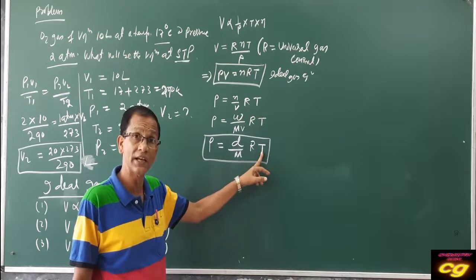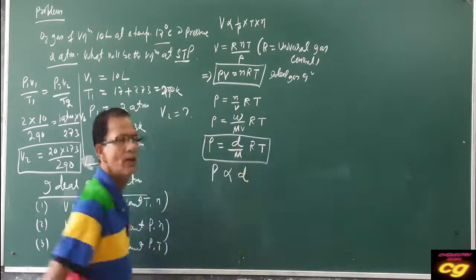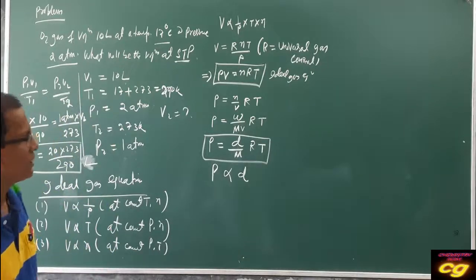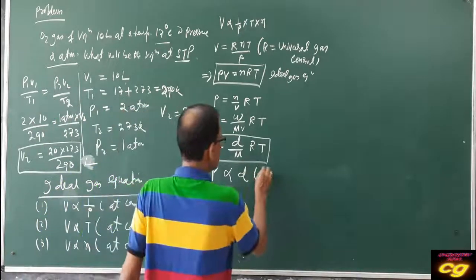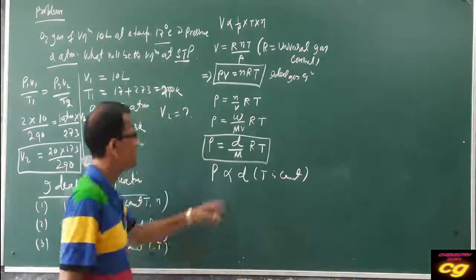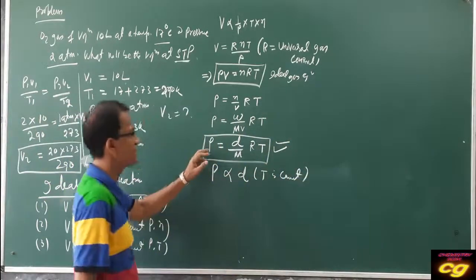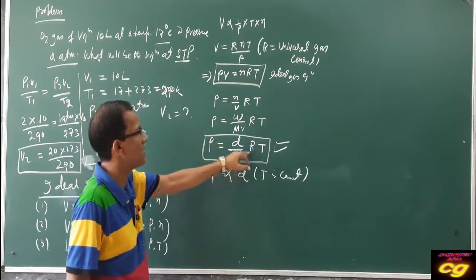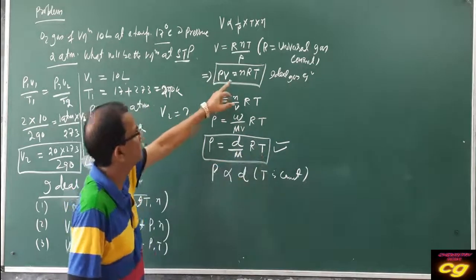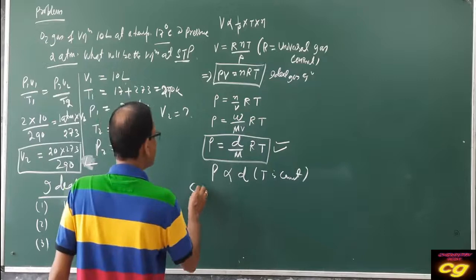Molar mass is constant for the gas, R is constant. If temperature is taken constant, then P is proportional to d. P is proportional to d, the condition being that T is constant. This is an important derivation, relating pressure to density, molar mass, R and T. Here P, V and RT all come under the ideal gas equation, PV is equal to nRT. What is the significance of R? Significance of R.